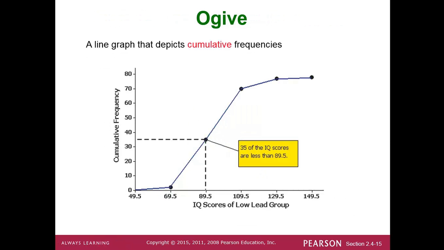An ogive is a line graph that depicts cumulative frequencies. So by the time you get to the end, it should have all of your data accounted for. In other words, 78 children here, very last one. And then at any point on the graph, you can kind of connect the dots and determine how many are below that particular point. So of course, if I went to 109.5, I can see that 70 of my children have fallen below that point.